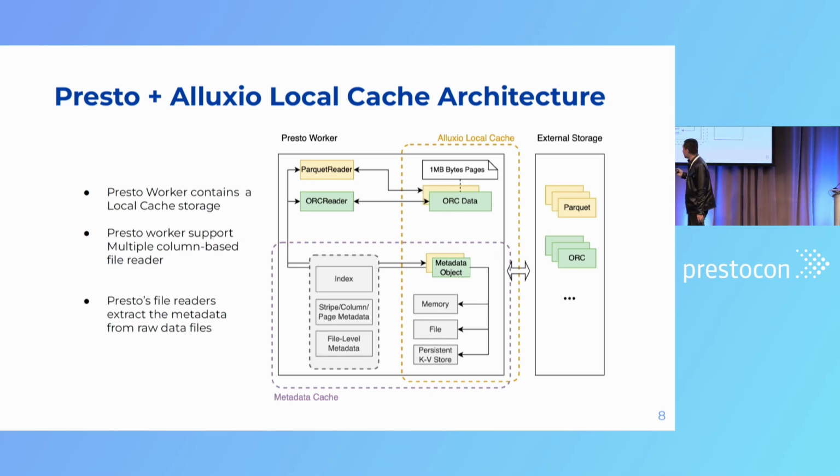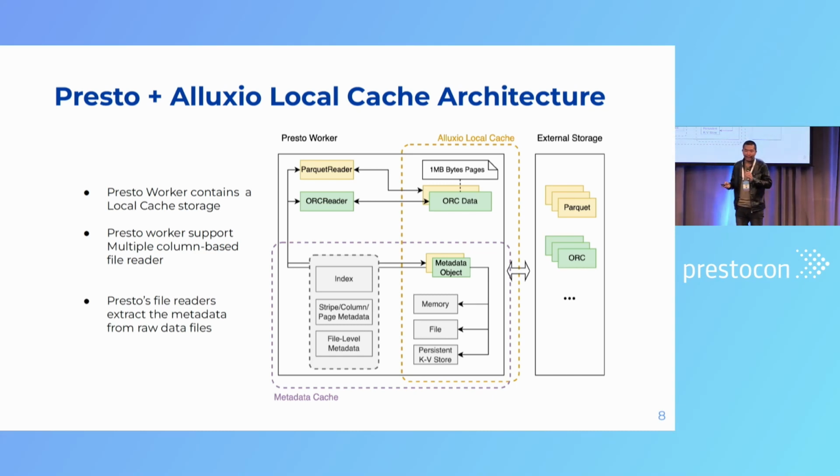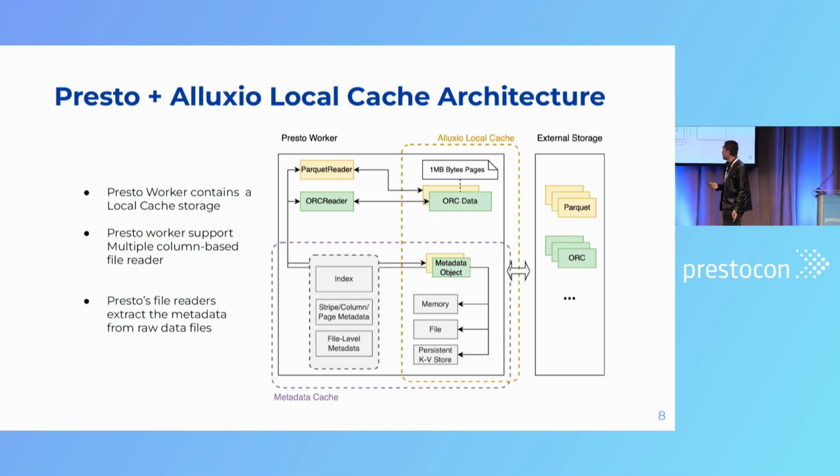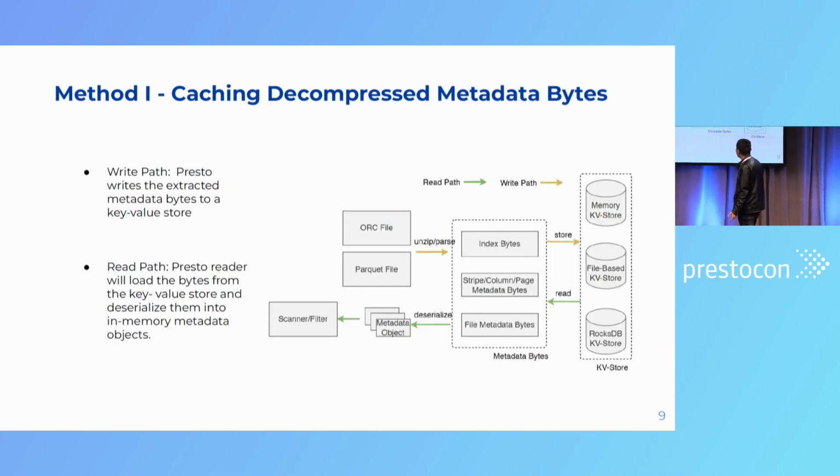And the other reason is that for the data, it's super easy. We just cache the bytes. But for the metadata, we prefer to cache some structured data, which makes it much easier for Presto to consume. Yeah, let's go to our first cache approach.